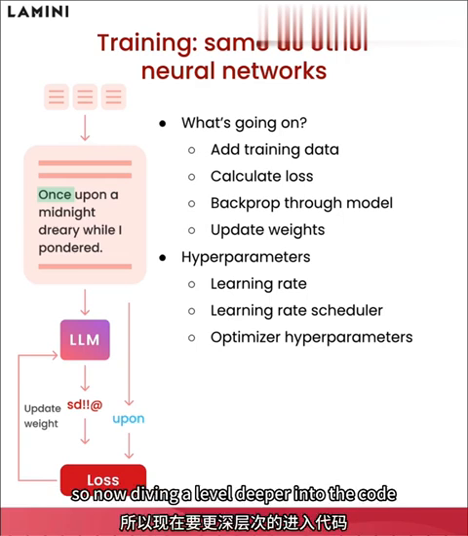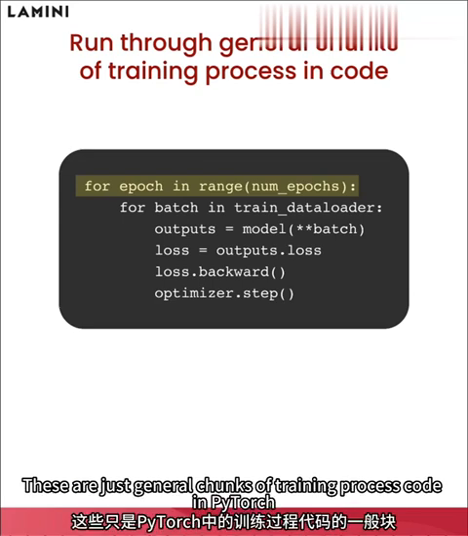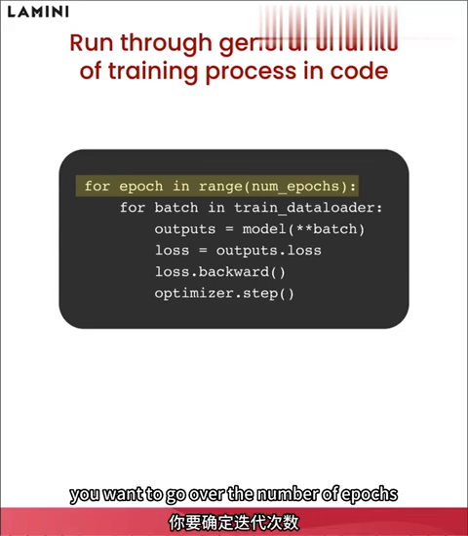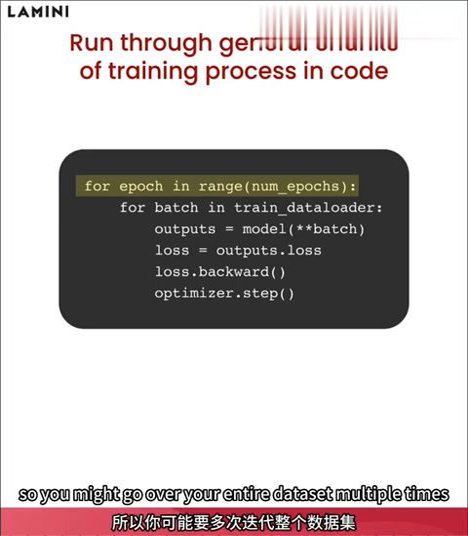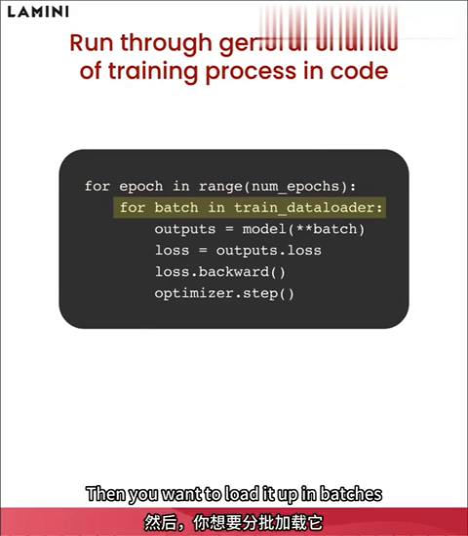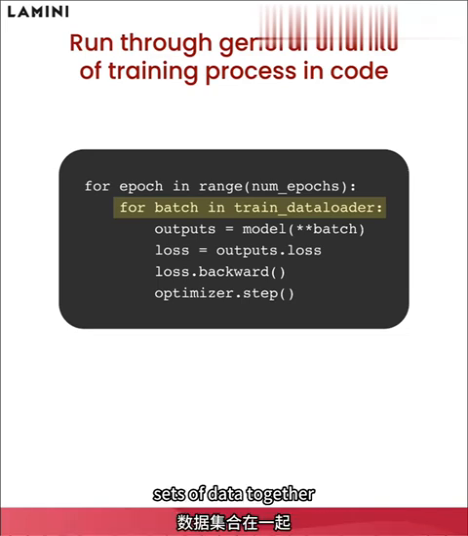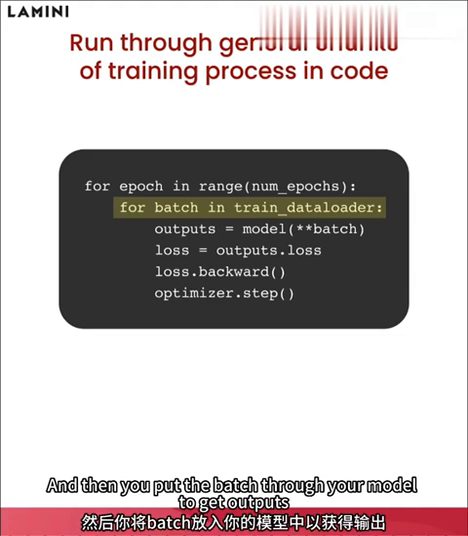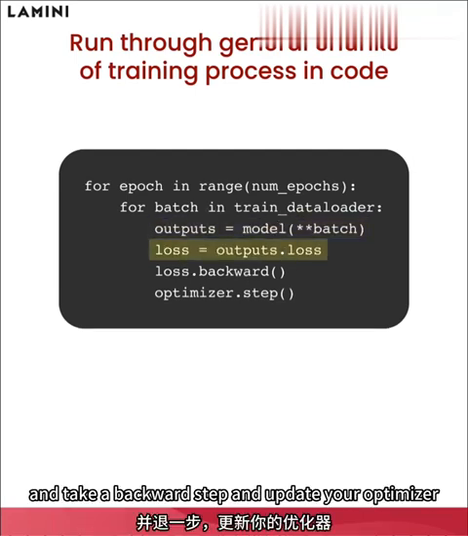All right, so now diving a level deeper into the code. These are just general chunks of training process code in PyTorch. First you want to go over the number of epochs. An epoch is a pass over your entire data set. So you might go over your entire data set multiple times. And then you want to load it up in batches. Those are the different batches that you saw when you were tokenizing data. So that's sets of data together. And then you put the batch through your model to get outputs. You compute the loss from your model and you take a backward step and you update your optimizer.